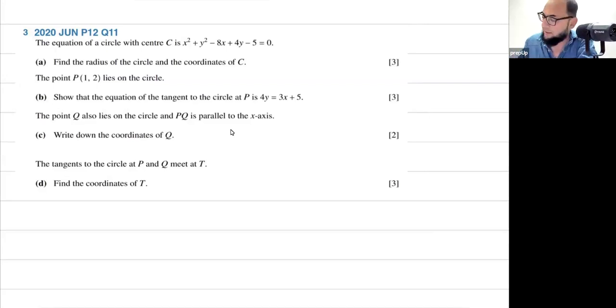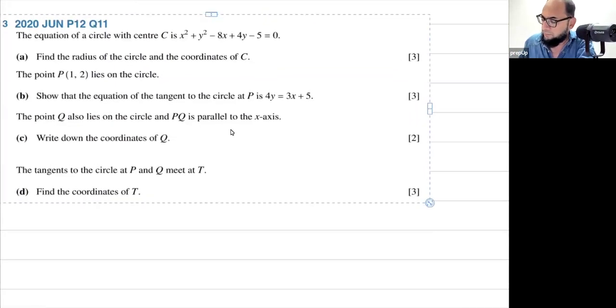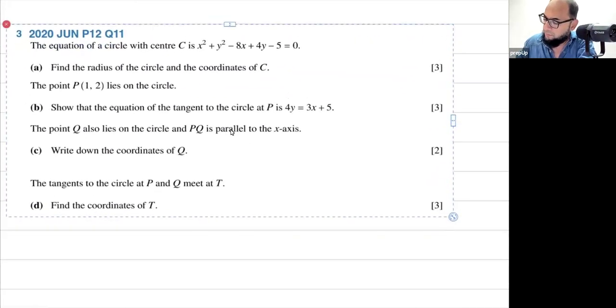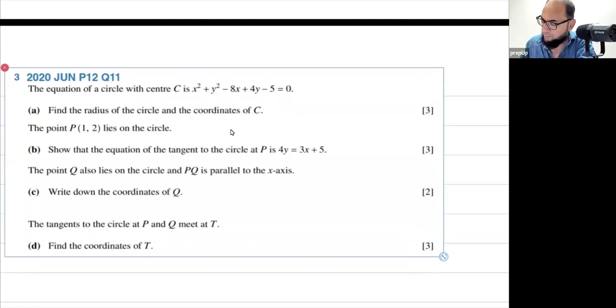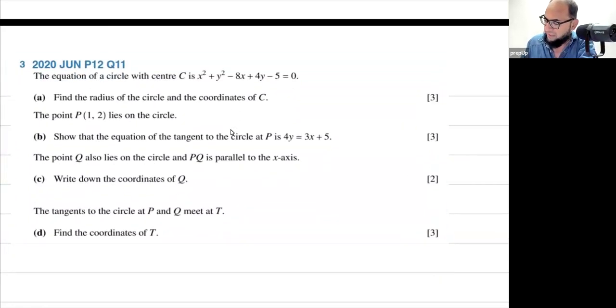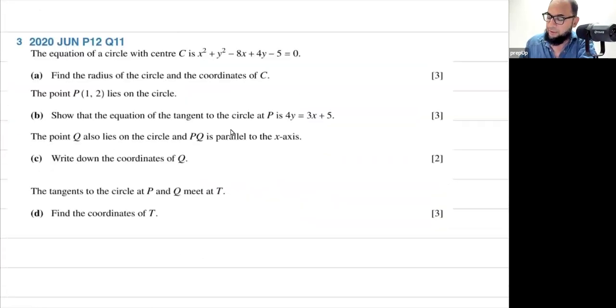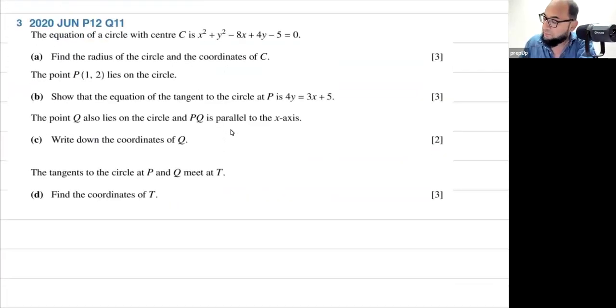Okay, now let's get started. Let me also paste it on the next page, and I think 2 pages is enough. Now let's get started with the first thing. The question says the equation of a circle with center C is this much. Find the radius and the coordinates of C. C is the center. So let's focus on this one first.